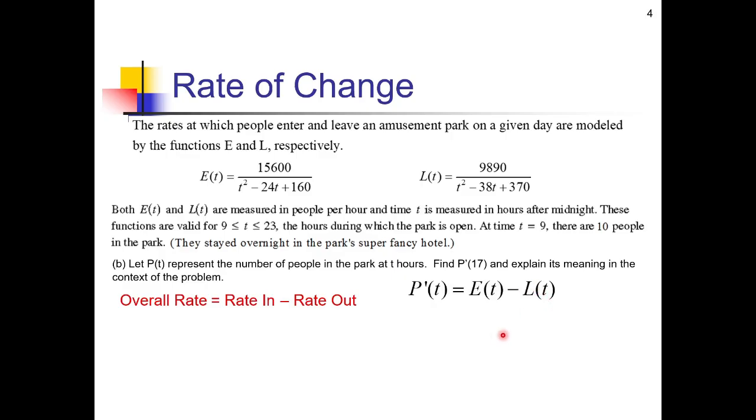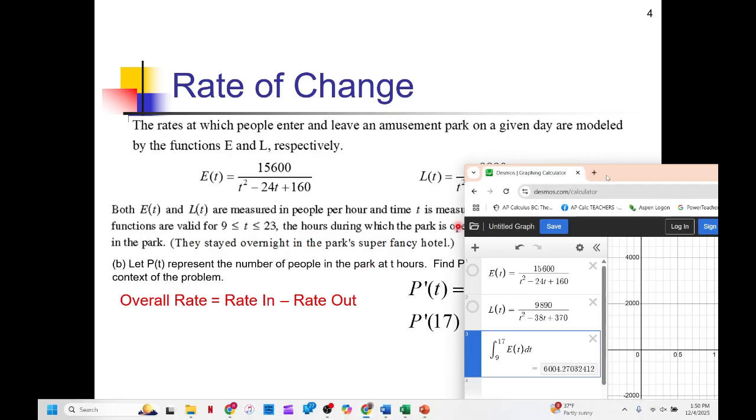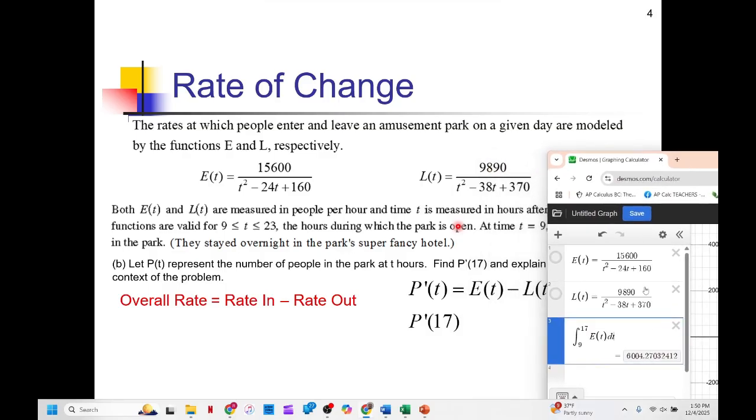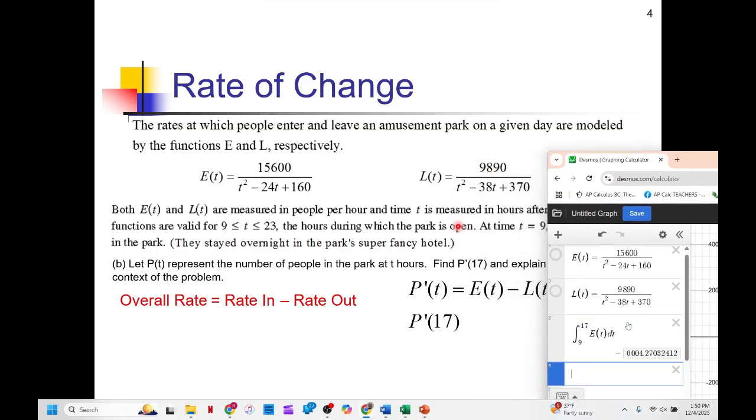And then the next thing we're going to do is P prime of 17. So I'm actually going to define this on my calculator. I could just do E of 17 minus L of 17, and that would be fine. But I have a feeling I'm going to be using this function more than just once. So it's good to define things that you're going to be using multiple times. So I'm going to call this small p of t, just so I don't get it mixed up with big P here. And that's going to equal E of t minus L of t.